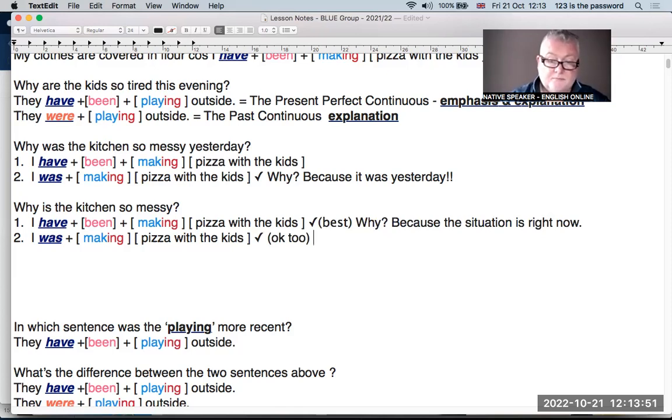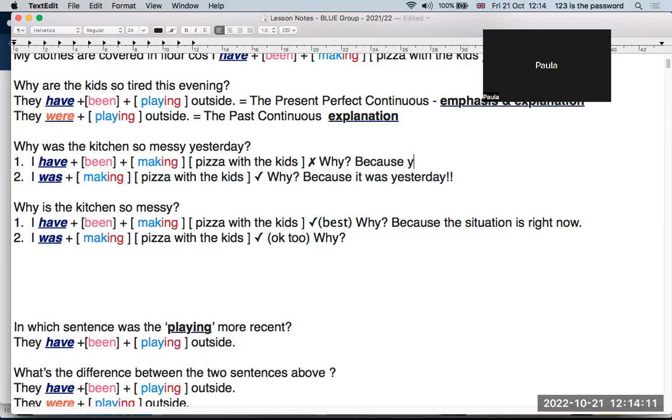Why? Why is this one okay too? Because up here, I've been making pizza with the kids. Is this okay too? No, it's not. Well done. Why? Because it's not a recent action. Well, that's right. And yesterday has finished. Because yesterday has finished.